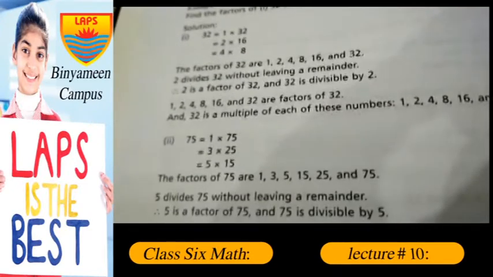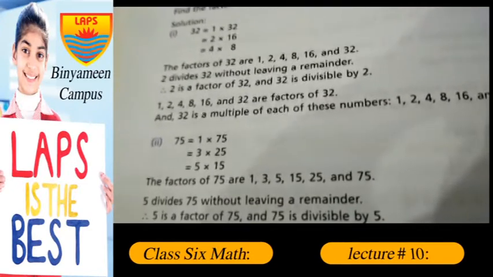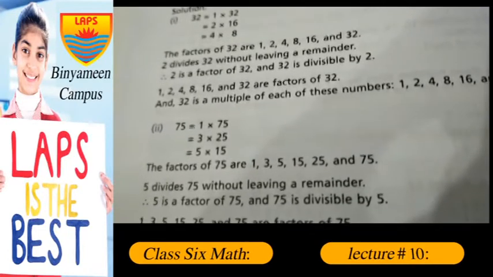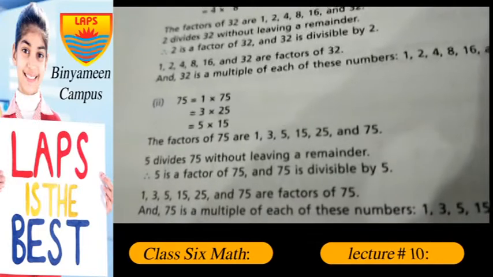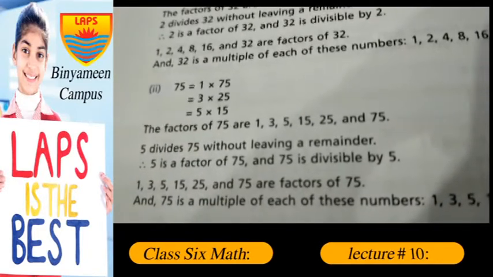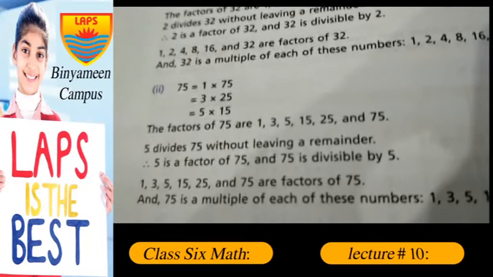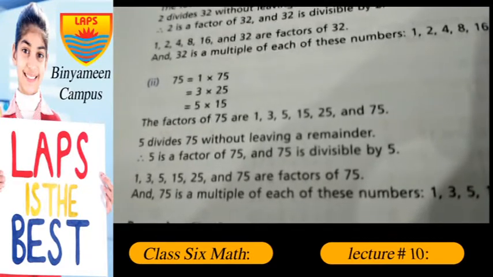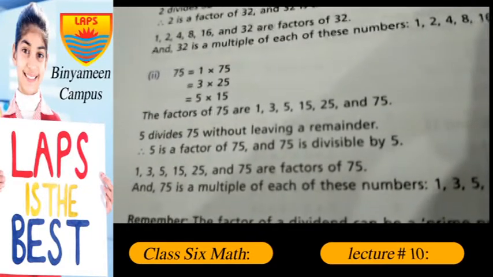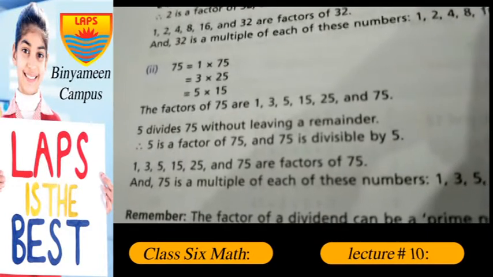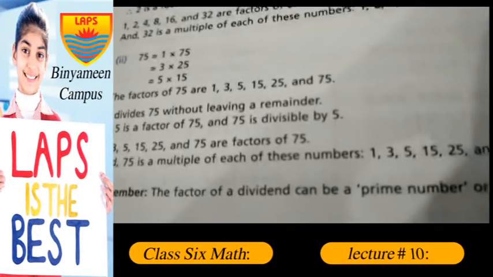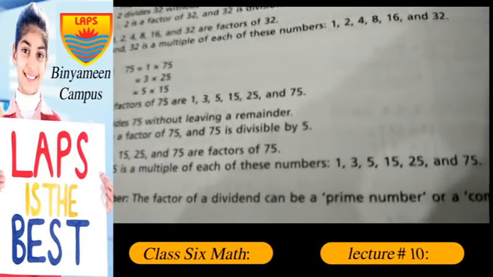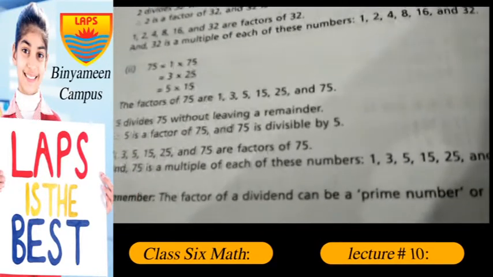Consider the number 75. The factors of 75 are 1, 3, 5, 15, 25 and 75. 5 divides 75 without leaving a remainder. 5 is a factor of 75 and 75 is divisible by 5. 1, 3, 5, 15, 25 and 75 are the factors of 75. And 75 is a multiple of each of these numbers: 1, 3, 5, 15, 25 and 75.